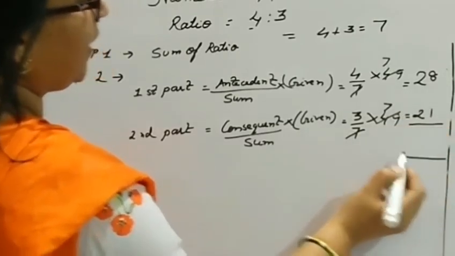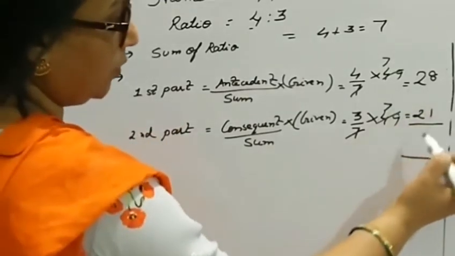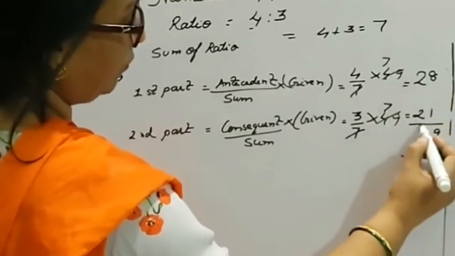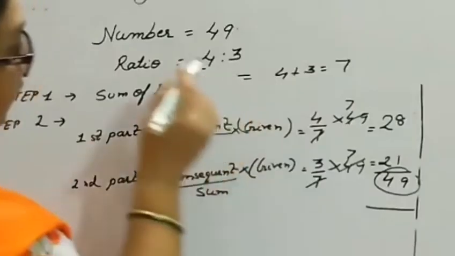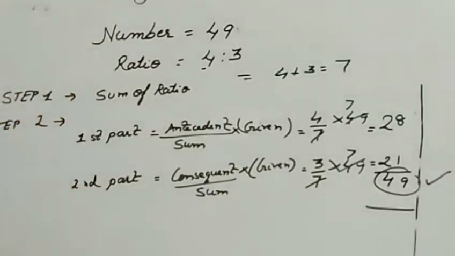To verify your answer, children, always follow this step. Add the two shares and find out. 28 plus 21 is 49. It is exactly equal to the given number here. Hence, you have done the sum correct.